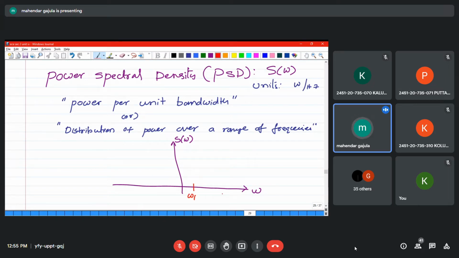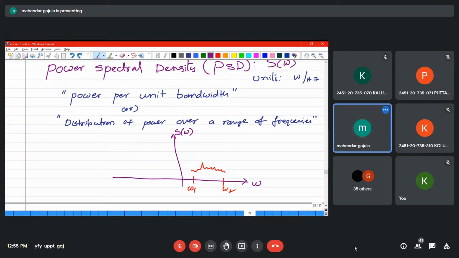Let me say omega 1, omega 2. In this range, how is the power distributed? Is it varying or is it constant? Okay. So this is the power in between omega 1 and omega 2. So what is the power spectral density? Distribution of power over a range of frequencies or power per unit bandwidth.